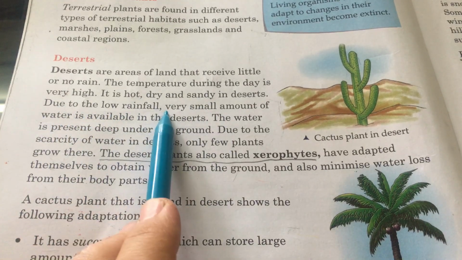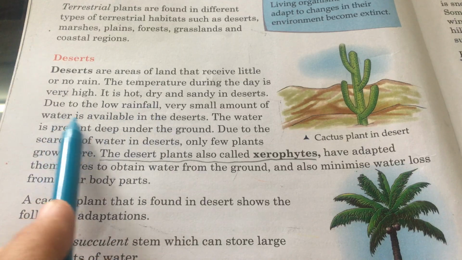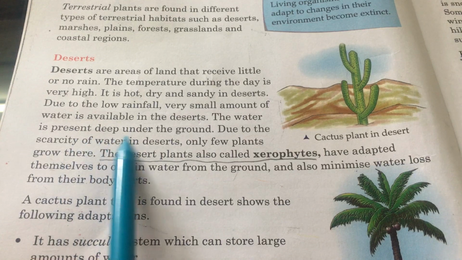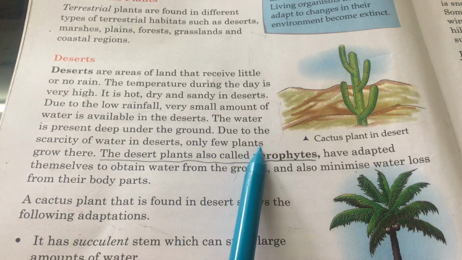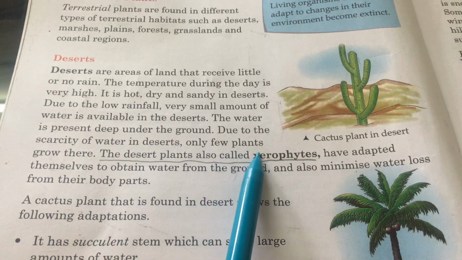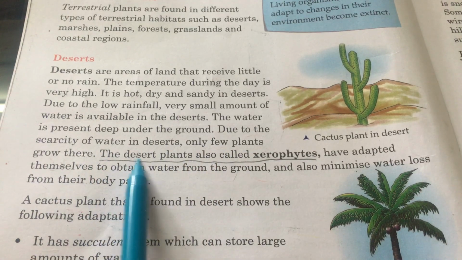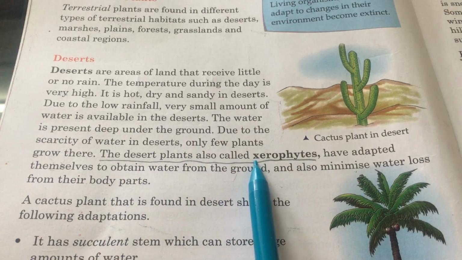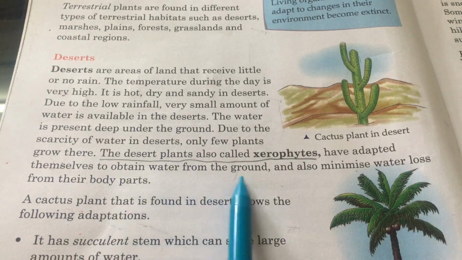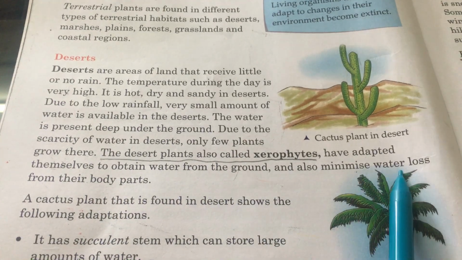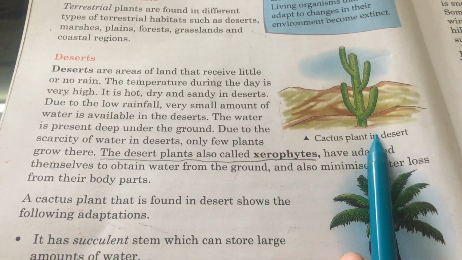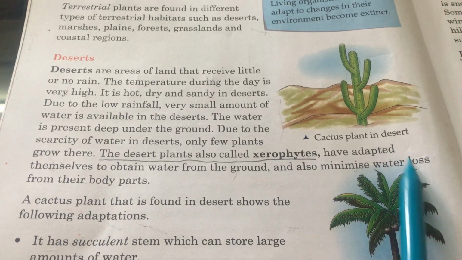Due to the low rainfall, a very small amount of water is available in the deserts. The water is present deep under the ground. Due to the scarcity of water in deserts, only few plants grow there. The desert plants, also called xerophytes, have adapted themselves to obtain water from the ground and also minimize water loss from their body parts. As you can see, this is the picture of a cactus plant in the desert.